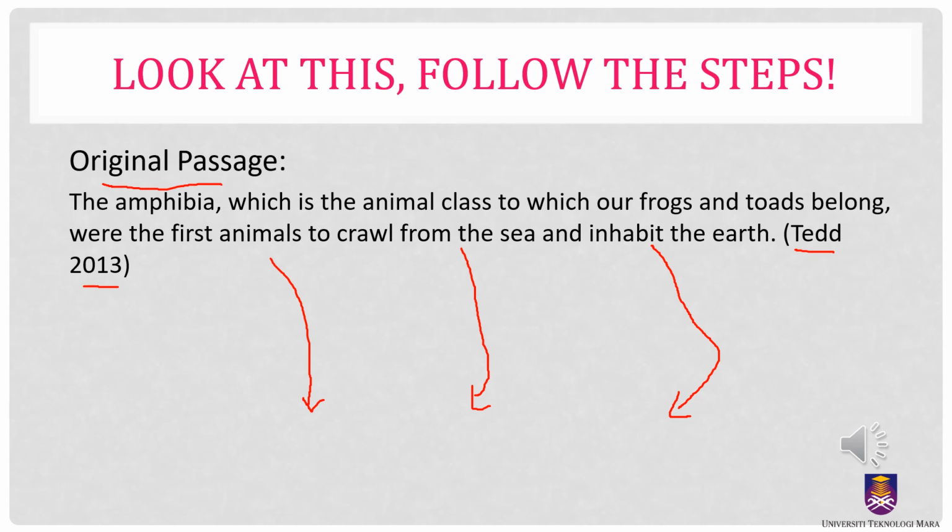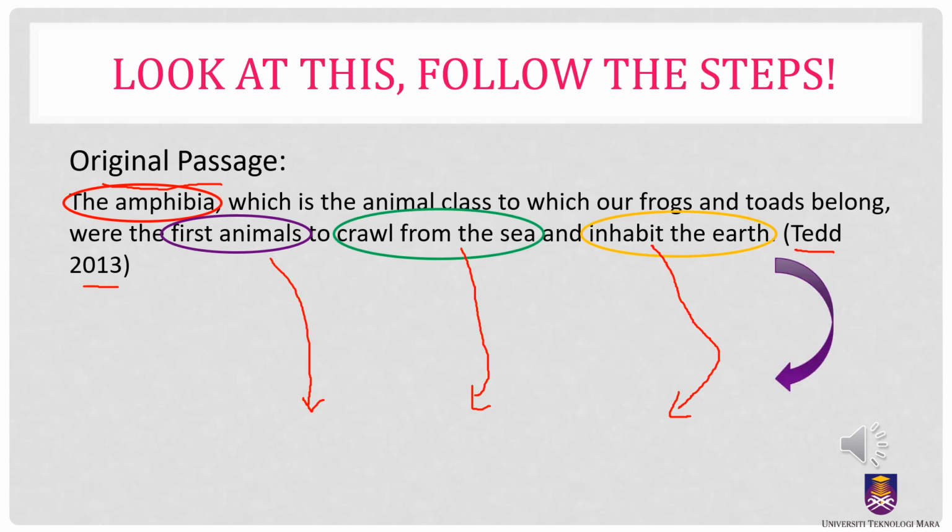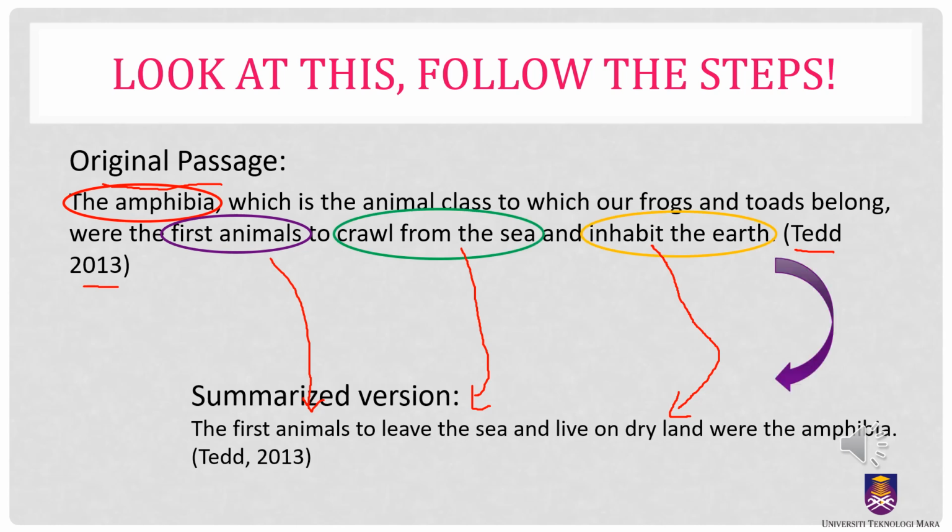Alright, let us start our summary and let us look at this original passage. The amphibia, which is the animal class to which our frogs and toads belong, were the first animals to crawl from the sea and inhabit the earth, according to TED 2013. And then when we do our summarized version, we take the first animals from the original text. Leave the sea, we change from crawl from the sea. Live on dry land, we change from inhabit the earth. And then the amphibia, we took from the original passage, and do not forget to include the author's name.